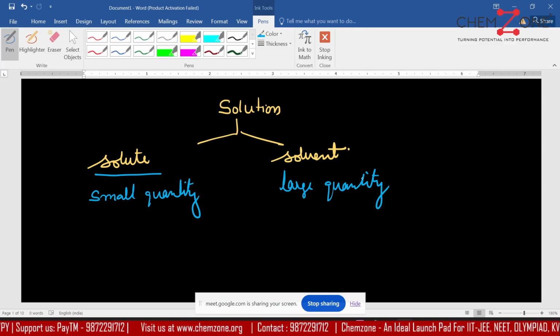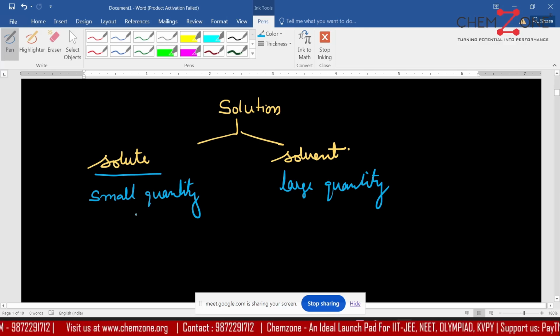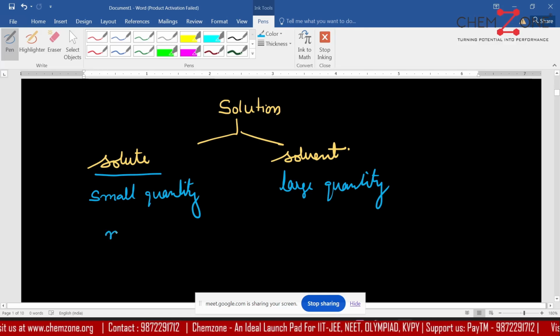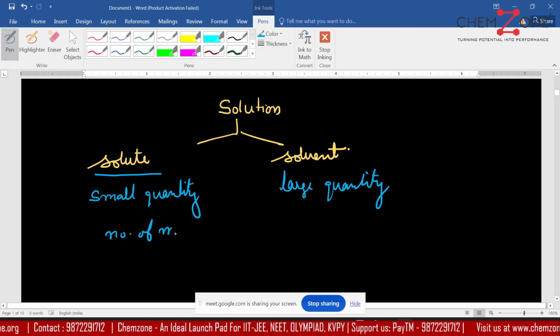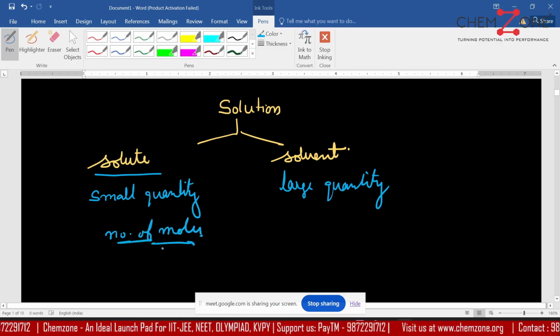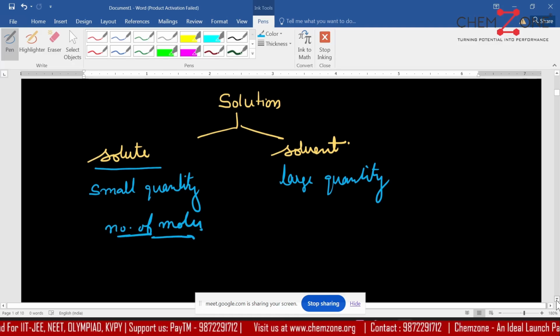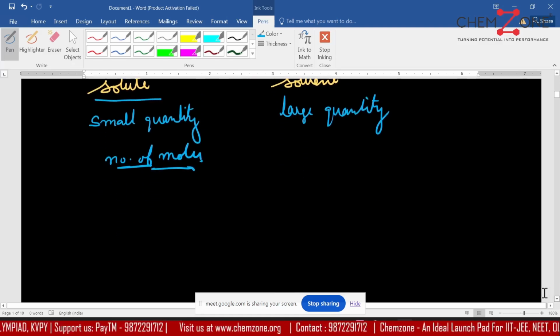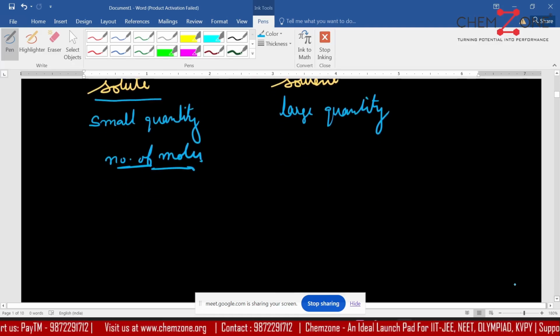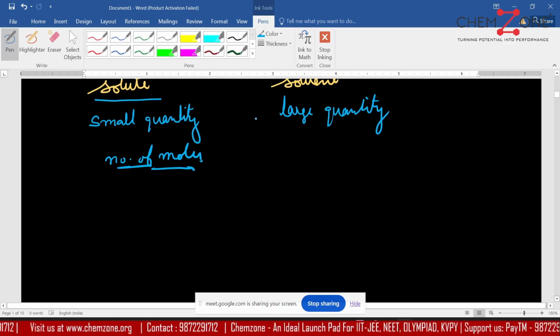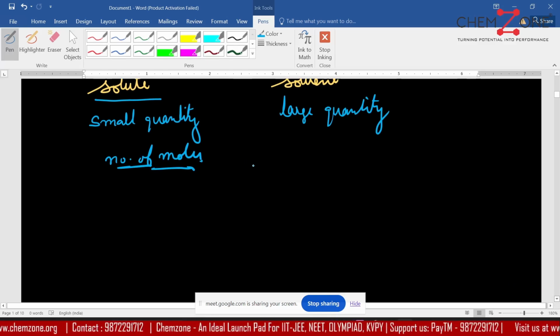When I say small quantity, it means in terms of the number of moles. Less number of moles means small quantity, more number of moles means large quantity. It is not necessarily by volume, and not necessarily by weight. I'm talking about the number of moles.